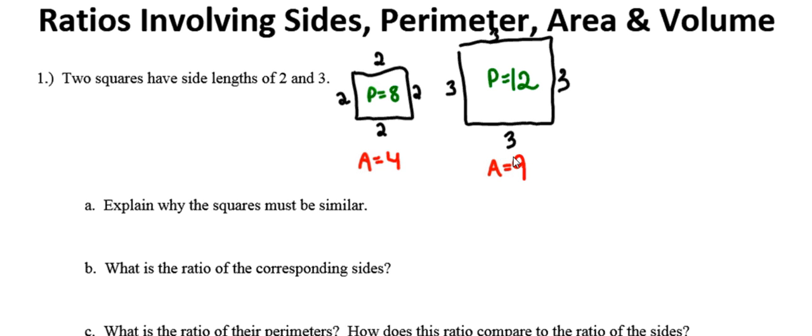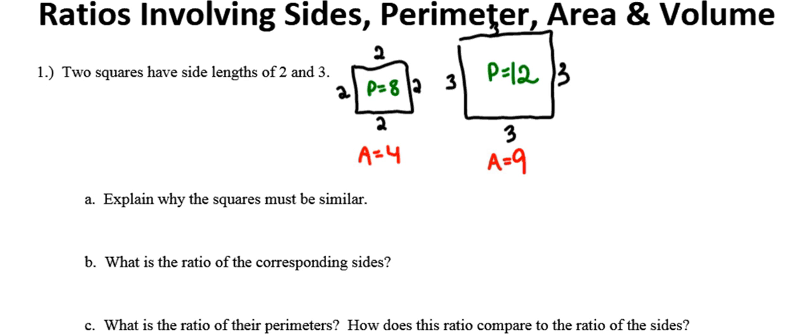The first thing they want us to do is explain why the squares must be similar. Well, I could explain this a couple of different ways. I could take a sequence of similarity transformations that will map one onto the other. In other words, I could translate along the vector that'll map that blue vertex onto the blue vertex in the larger square. And then I could dilate using a scale factor of 3/2, which will superimpose or map the smaller square onto the larger one, making them similar to each other.